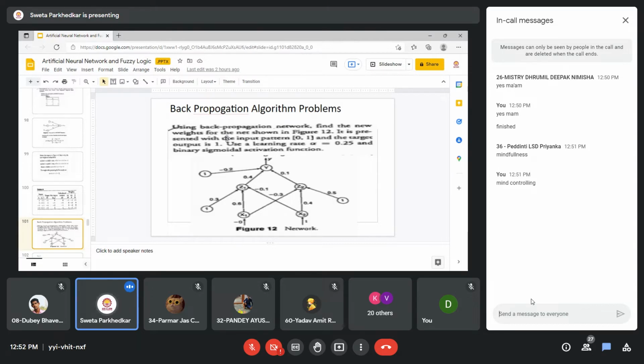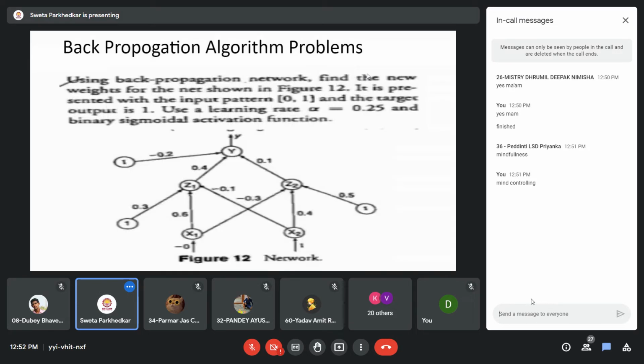Just write down this problem using back propagation network. Find the new weights for the net shown in the figure. So this is a network that is being shown and it is given in the book. It is presented with the input pattern 0 1. You can see what is the input here. It is 0 and 1. It is presented in the network as 0 and 1, and the target output, that is y, is equal to 1 आना चाहिए. So this is your target or the desired output.